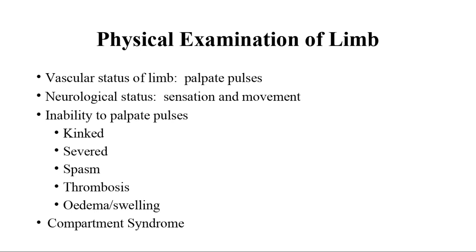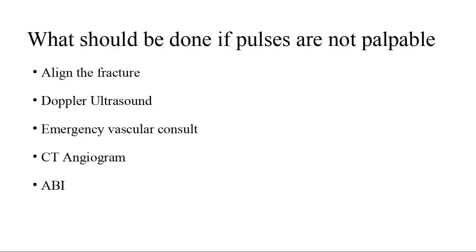So in a multiple choice, that would be the first thing that you should say. I'm unable to palpate the pulse. It may be due to kinking. I will now just realign and I will palpate again. If it's due to kinking, you'll be able to palpate the pulse. So align the fracture. That should be the first thing that you should do.